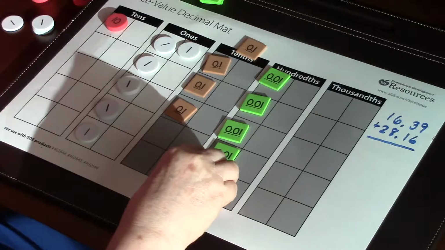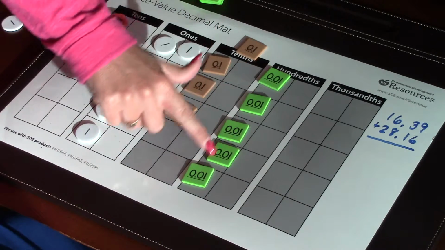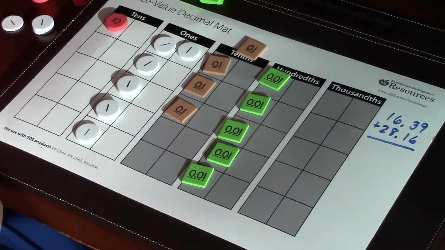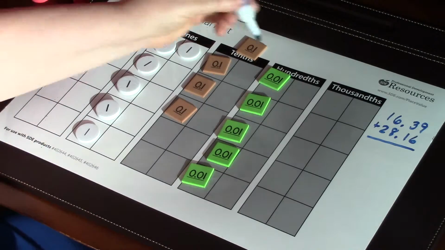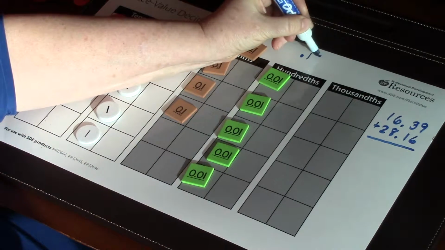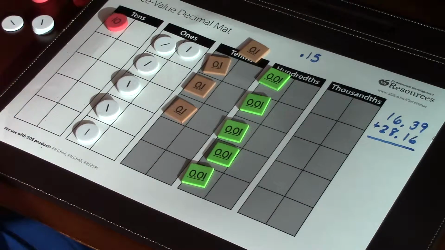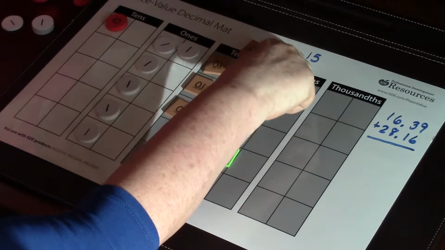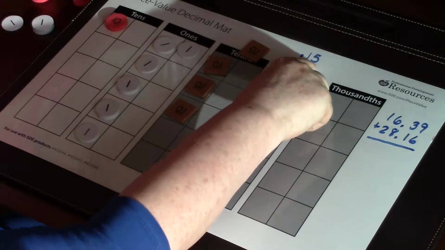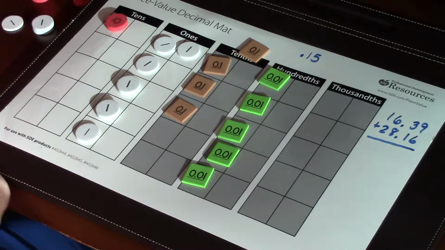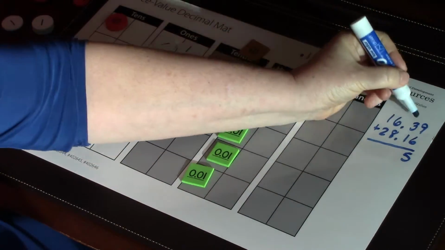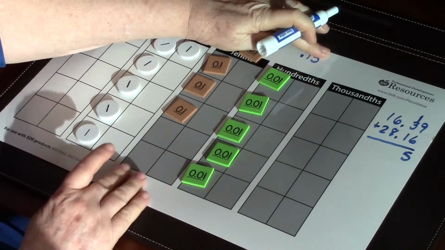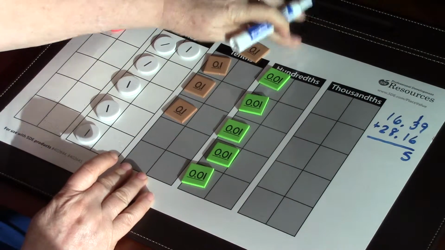So when we look at that, when we have 1/10 and 5 hundredths, what is that value? 15 hundredths. So do we have the same value as when we were showing it as 15 hundredths? Yes, because 15 hundredths would look like that. So it would be 1 in the tenths place and 5 in the hundredths place. So now we need to show that recording. So I'm going to put the 5 in the hundredths place and the 1 in the tenths place.